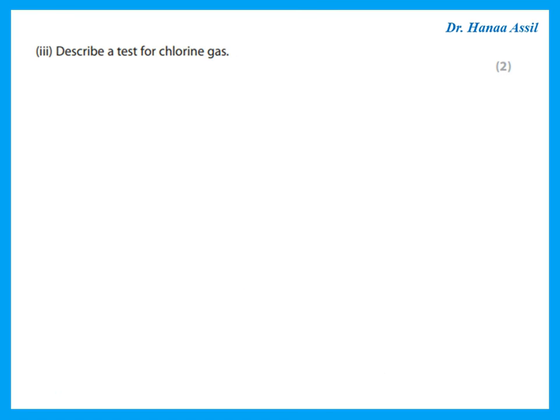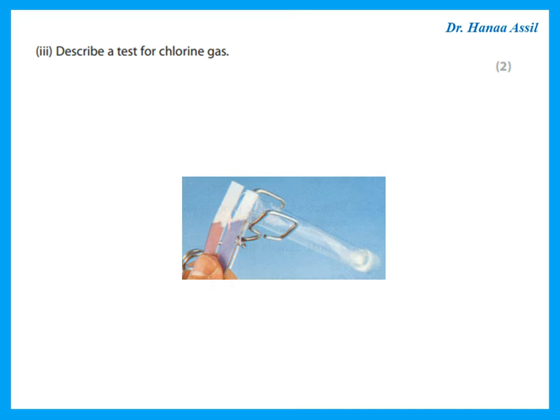Describe a test for chlorine gas. What was the test for chlorine gas? Remember, chlorine gas, not chloride. For chlorine gas, you insert damp litmus paper, which should really be blue. Insert damp blue litmus paper, and it bleaches.